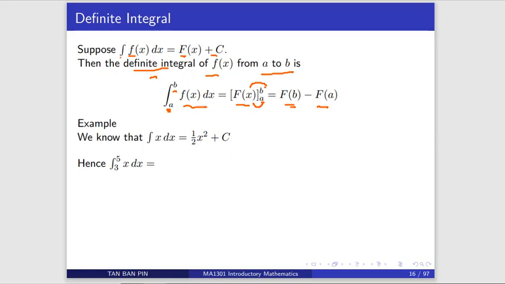When there's no lower or upper limit, we call it an indefinite integral. When there's a lower and upper limit, a and b, we call this a definite integral. So if you integrate small x dx, you get half x squared plus c. This is an indefinite integral because there's no lower and upper limit.